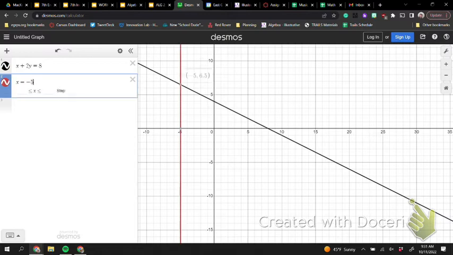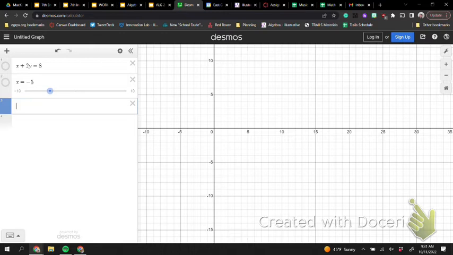And where those two things cross is -5, 6.5. That's the solution to that system. So write that down next to your problem. -5, 6.5. All right? -5, 6.5. Problem 2.